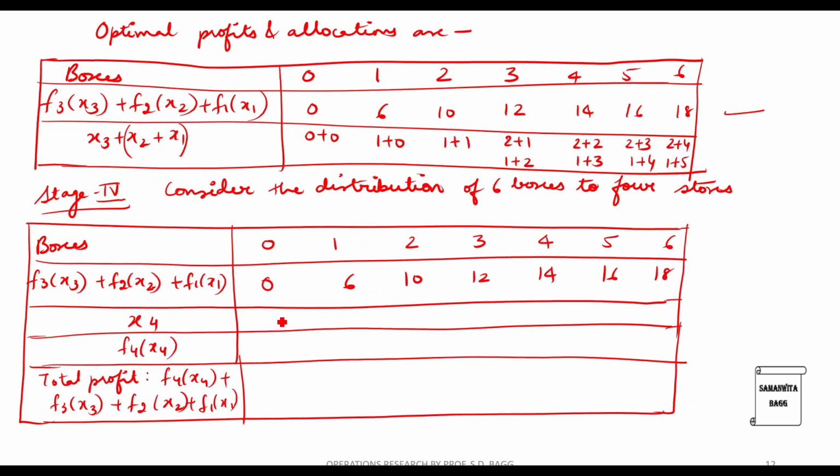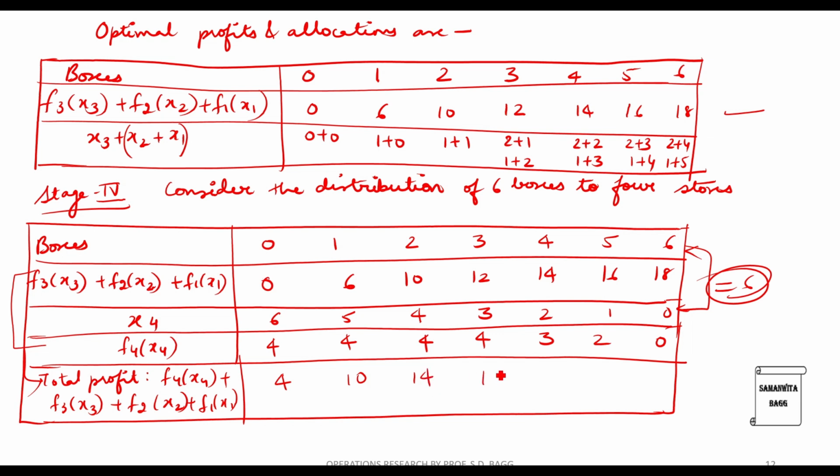So if this is 0, this has to be 6. This has to be 1 plus 5, 6. 2 plus 4. So written in reverse order, 6, 5, 4, 3, 2, 1, 0. Check the summation of these two will always be equal to 6. Now f4 x4 written in reverse order. Finally add this one and this one together to form the last one. So this is 4, 10, 14, 16, 17, 18 and 18. Highest value is 18. So there are more number of allocations possible.